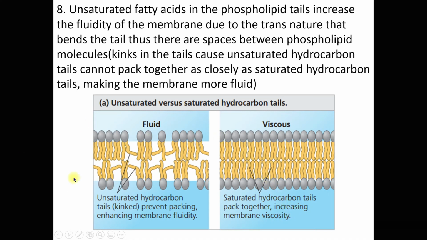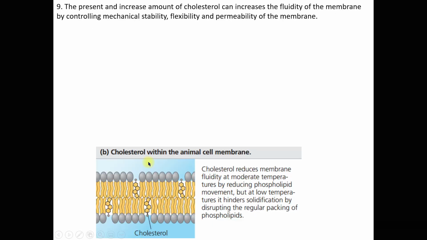Tapi sebenarnya tidak. Ini yang sebenarnya. It prevents packing, enhancing the membrane fluidity. Now, point number 9. The presence, bukan present lah, presence. The presence and increased amount of cholesterol can increase the fluidity of the membrane by controlling mechanical stability, flexibility and permeability of the membrane.